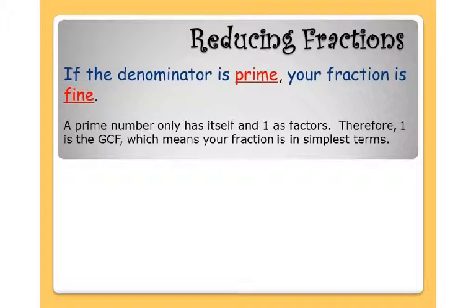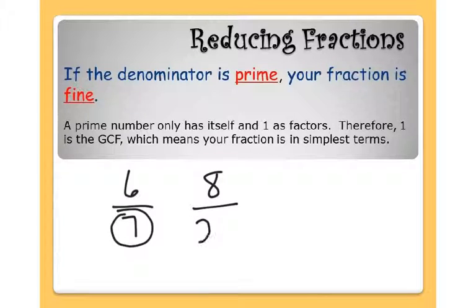If the denominator is prime, your fraction is fine. So if I have 6/7, 7 is a prime number, I don't have any other common factor other than 1 between 6 and 7, so that's reduced. Same holds true with 8/23. The denominator is prime, I cannot reduce that fraction.